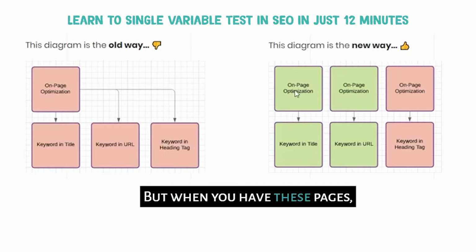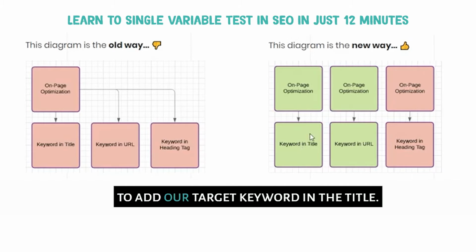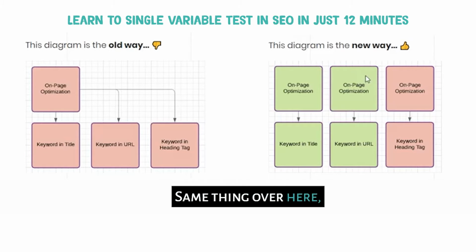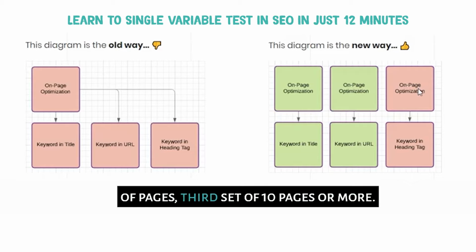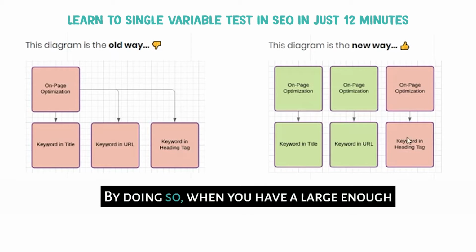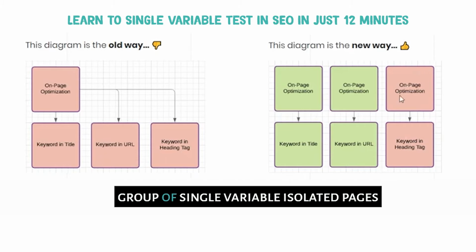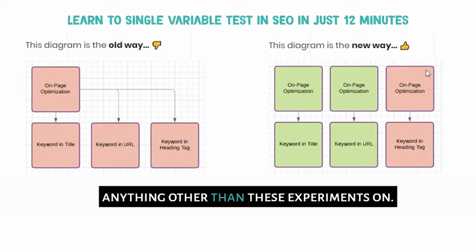I promise you that. But when you have these pages, let's just say we have 10 pages in this environment that have clean data, as I described before. Within those 10 pages, we're only going to add our target keyword in the title. Same thing over here. This subset of 10 pages, we're only going to add our target keyword in the URL. And then with this third set of 10 pages or more, we're only going to add our target keyword in the heading tag. By doing so, when you have a large enough group of single variable isolated pages just like this, they're essentially your control pages, which you're not really doing anything other than these experiments on.